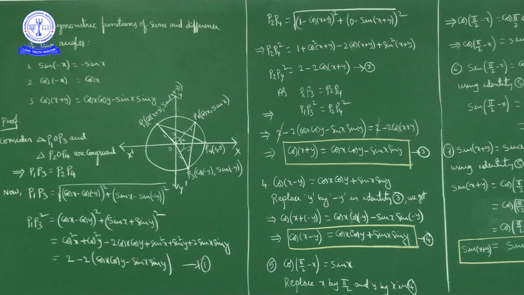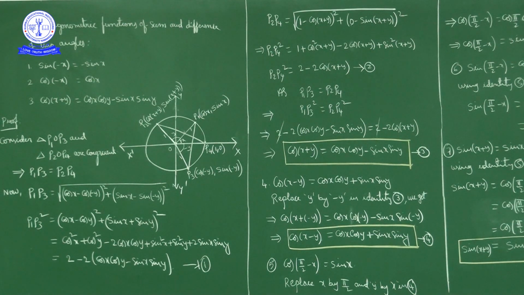Now I'll join P1 and P3, and P2 and P4. Now observe triangle P1OP3 and triangle P2OP4. If you observe these two triangles, they are congruent triangles.